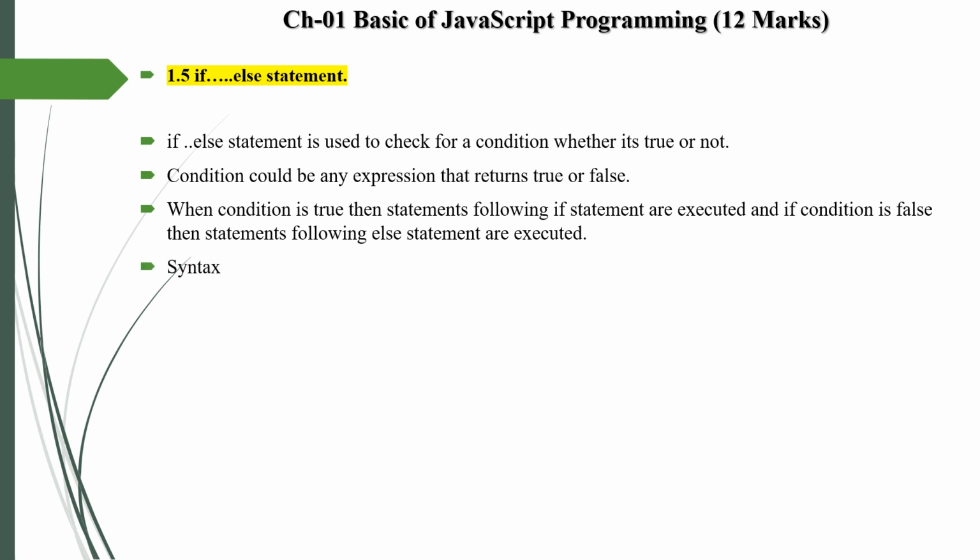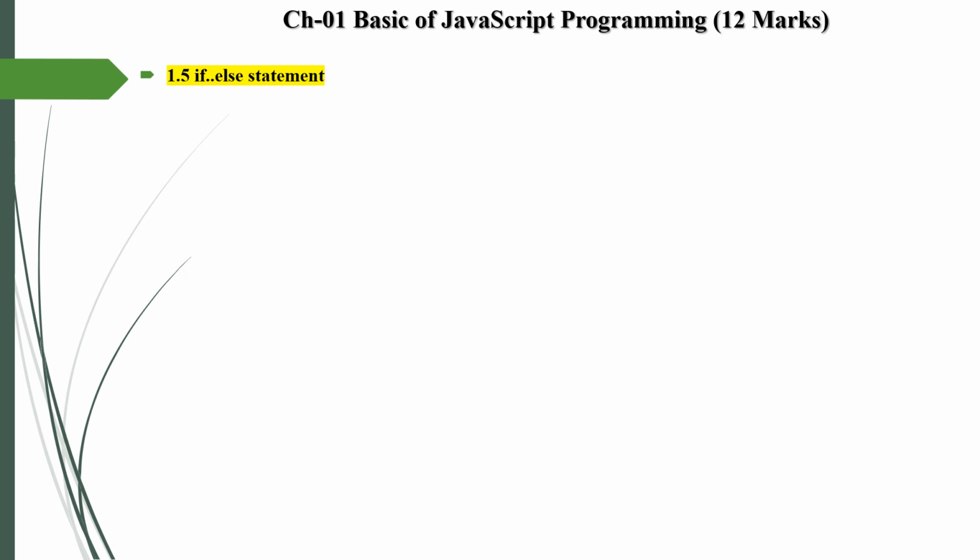Then the syntax for the if else statement is: first if, in brackets we define the condition. If the condition is true, then these statements are executed, statement 1, and if the condition is false, then statement 2 is executed. So this is the simple syntax of the if else statement. Next, we see the example of an if-else statement to check whether a number is even or odd.